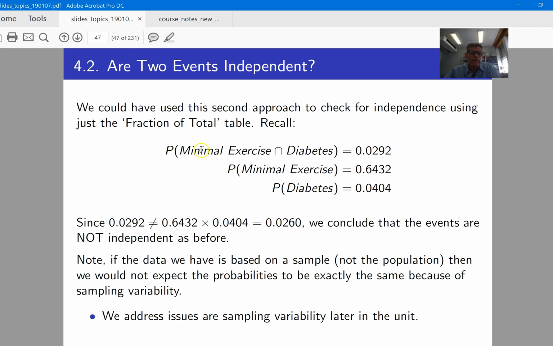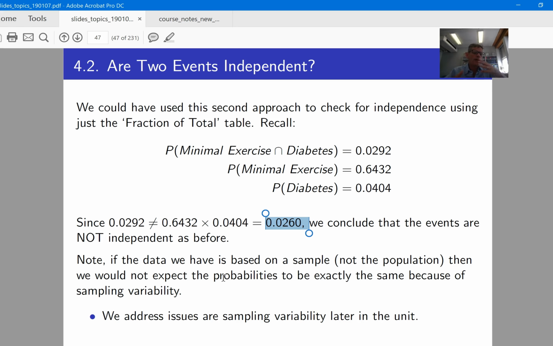0.0292 is the probability of both. The probability of minimal exercise is that, and the probability of diabetes is that. Multiply those two together. Do they equal 0.0292? Answer: no, they don't. So that 0.0292 is different to the 0.0262, so they're not independent.